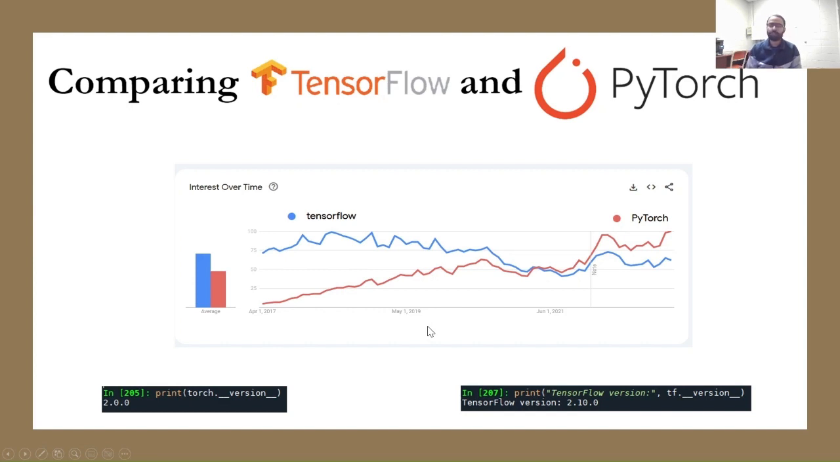TensorFlow and PyTorch are two of the most popular open source machine learning libraries in use to train and test models. PyTorch is developed by Facebook's AI research team, and TensorFlow, on the other hand, by Google's Brain team. In this project specifically, we are comparing PyTorch version 2 with TensorFlow 2.1.